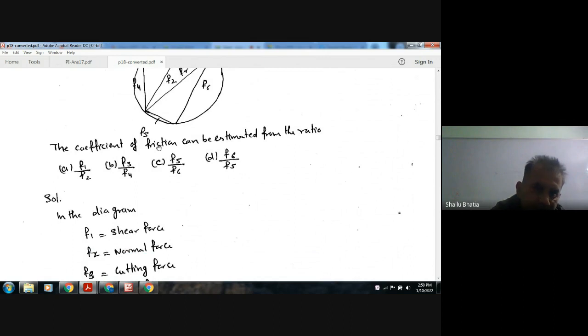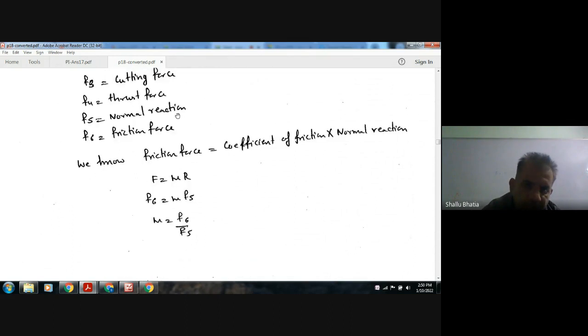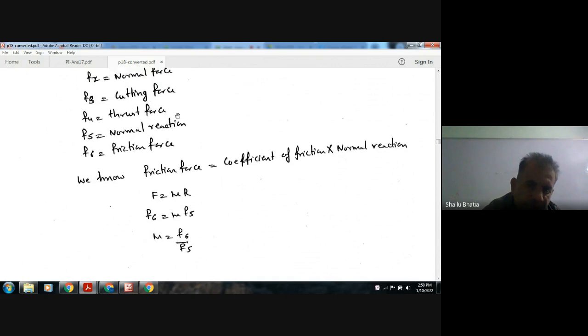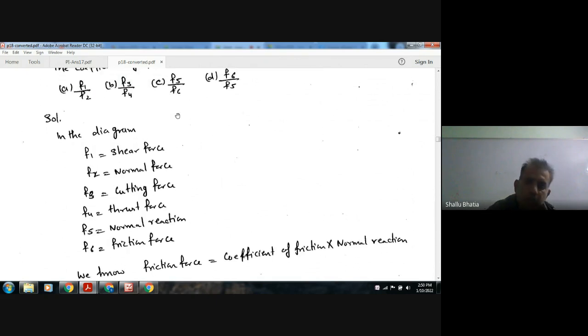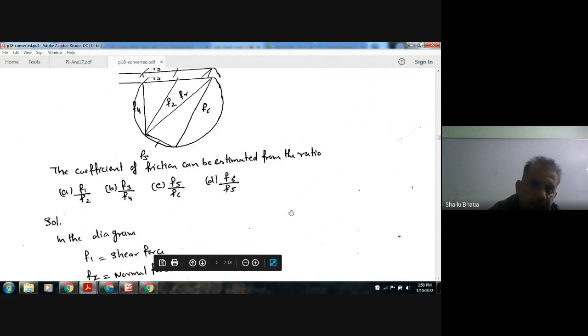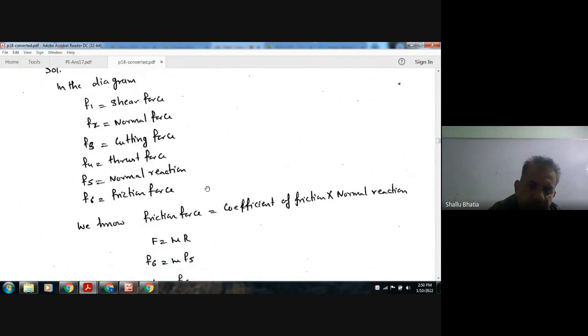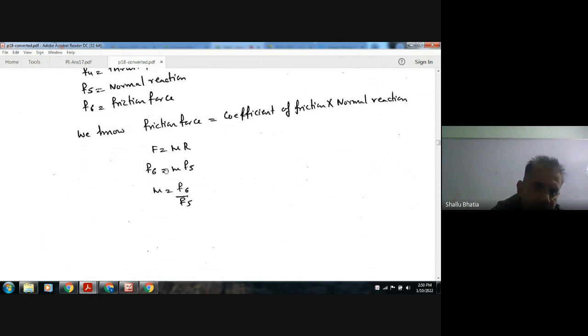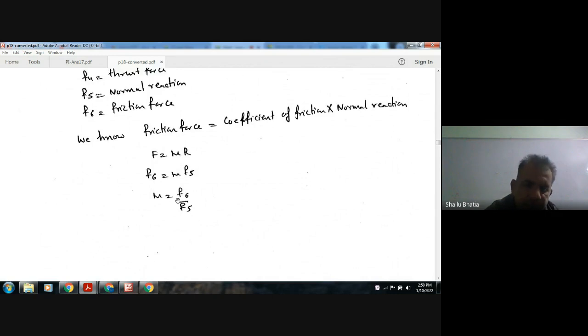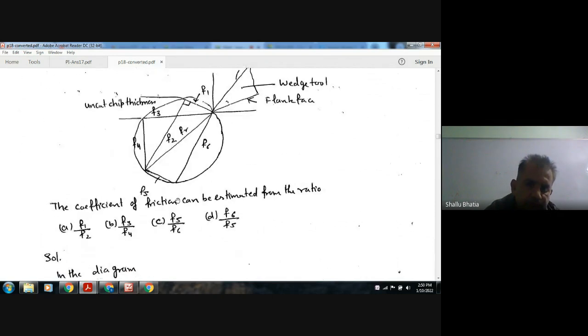So the friction force is given by this ratio of F6 by F5. Okay, because we know that the force of friction is equal to the coefficient of friction into normal reaction, and the normal reaction is your F5. So F5 into mu is your friction force, that is F6. So F6 by F5 is your mu. So the answer is your B option.